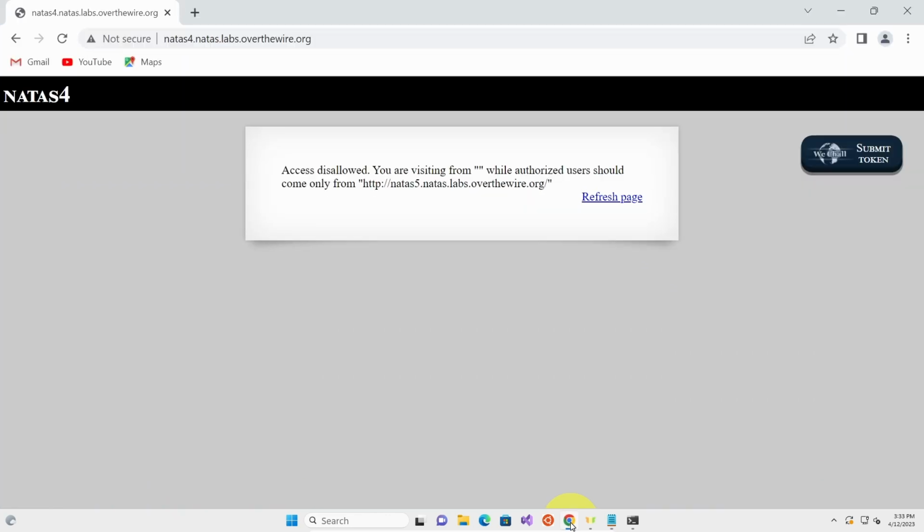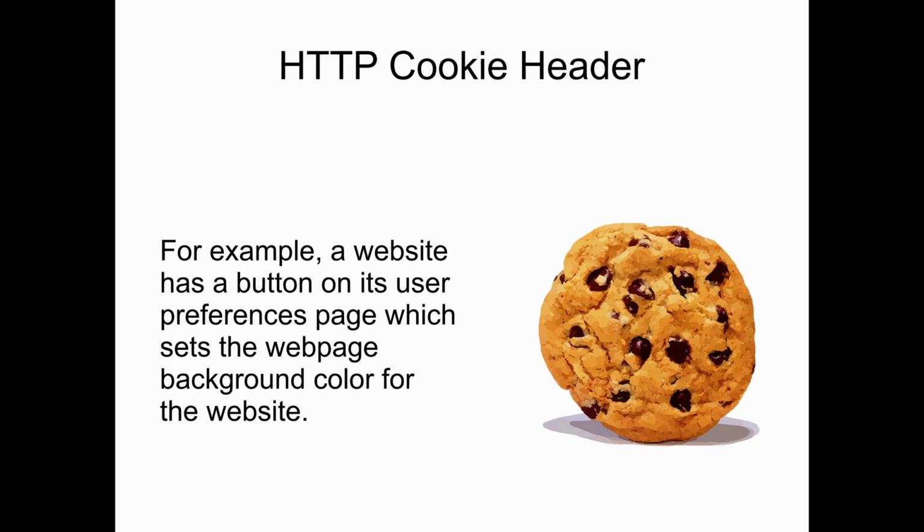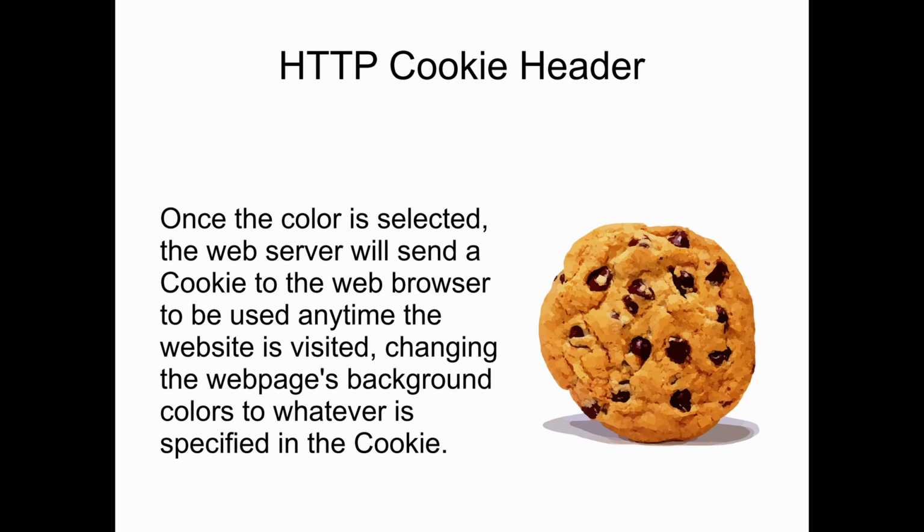Before we start our last level of the Natas CTF for this workshop, let's look at one last web app concept. Another extremely common HTTP header is the cookie header, which is used to retain user settings or establish and maintain a user session on a website. For example, a website has a button on its user preferences page which sets the web page background color for the website. Once the color is selected, the web server will send a cookie to the web browser to be used anytime the website is visited, changing the web page's background colors to whatever is specified in the cookie.